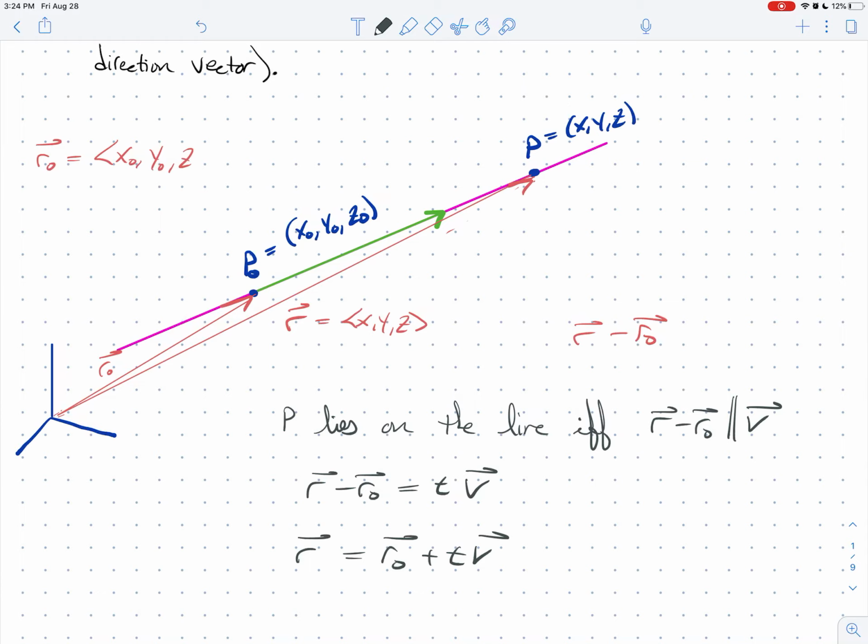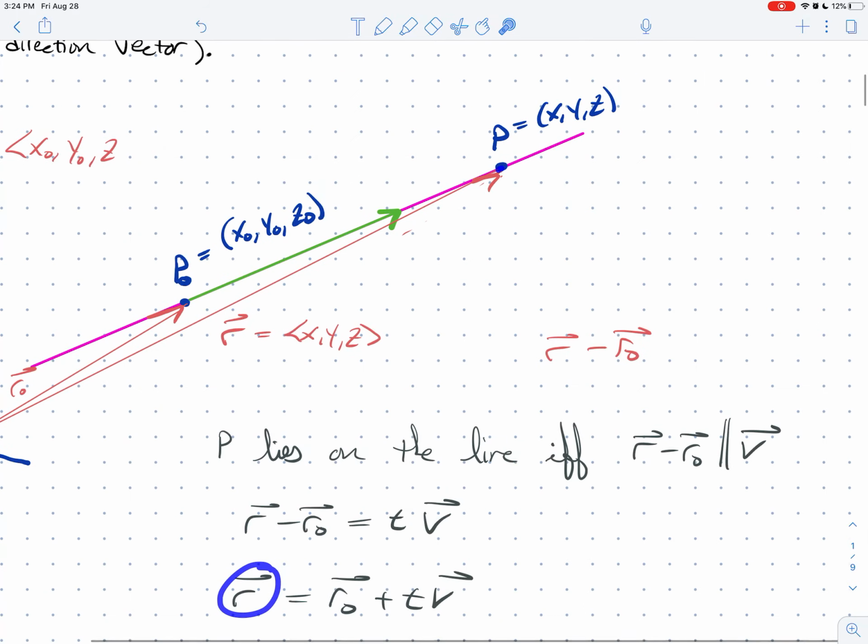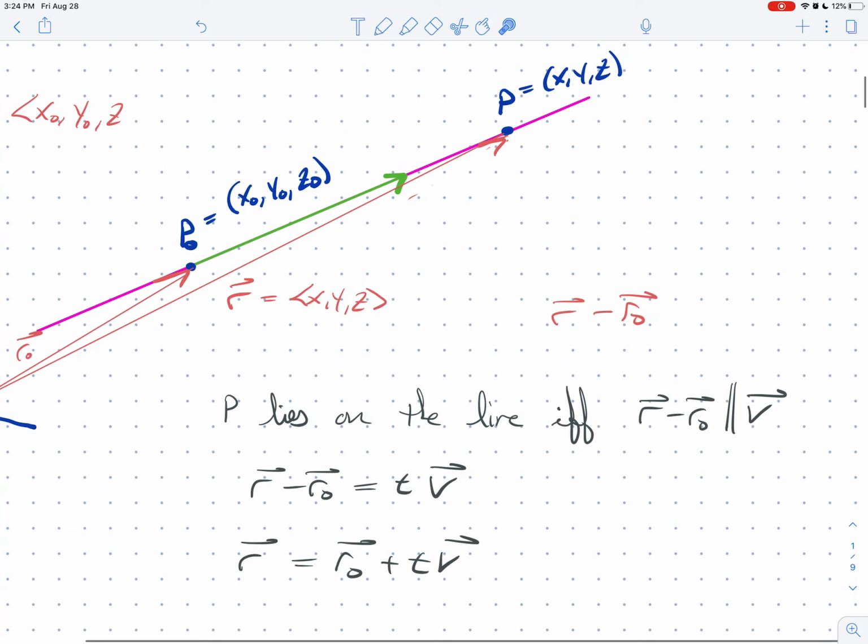And what I want you to realize is that as you let T vary, you move R. You move the tip of R. So ultimately, R controls this point X, Y, Z. So for example, if T equals 1, then you're sitting right here at the end of V.